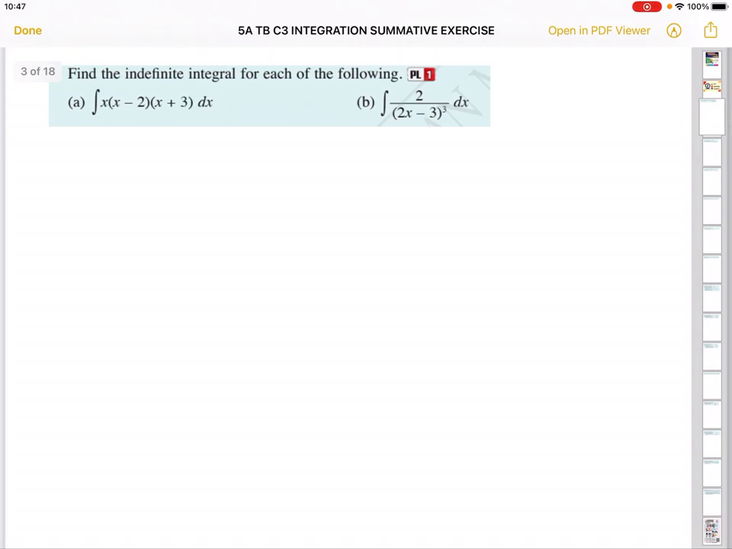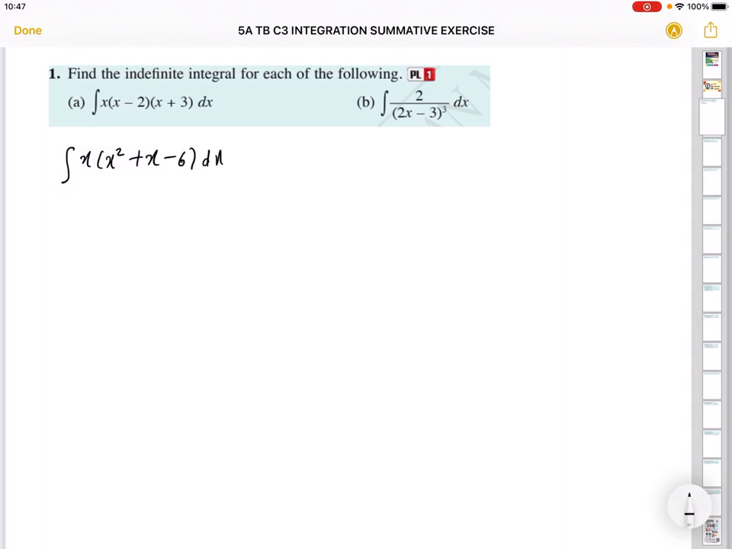Now, the first thing is we are supposed to find, in question 1, the indefinite integral for the following. So I think we have to expand first because we can't integrate in this form. So let's expand the bracket. This will be x squared plus x minus 6 dx.